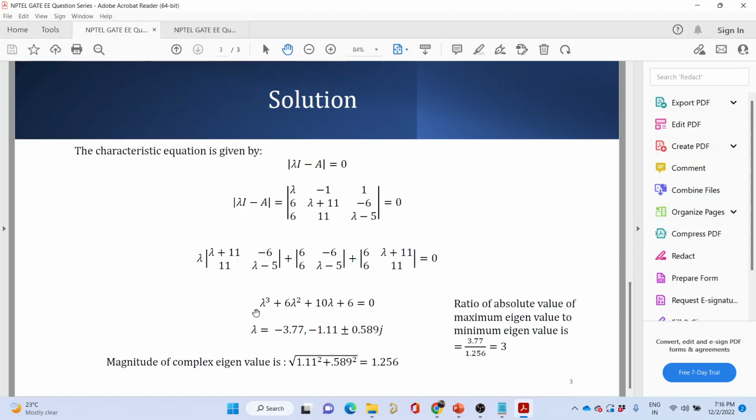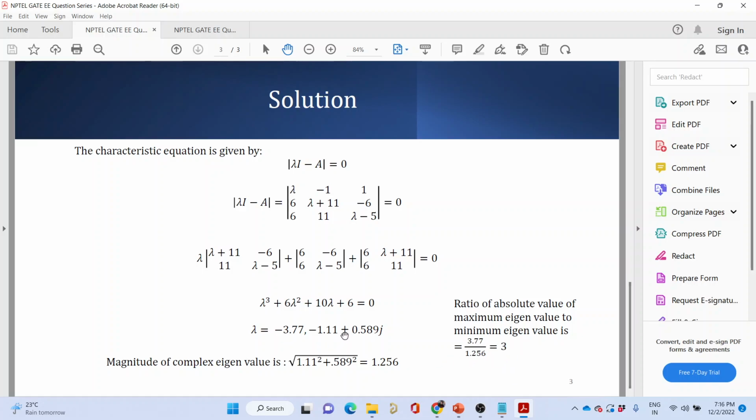Now it is difficult to solve it without a calculator. If you do that, you get minus 3.77 and minus 1.11 plus minus 0.589 j. Now we are concerned only with the absolute value of the eigenvalues. So it would be the root of minus 1.11 square plus 0.589 whole square, so you get 1.256. And there is another eigenvalue which is minus 3.77. As I have told you, you need to consider only the absolute value, so 3.77. So you take the ratio of maximum by minimum, and you will get around 3.